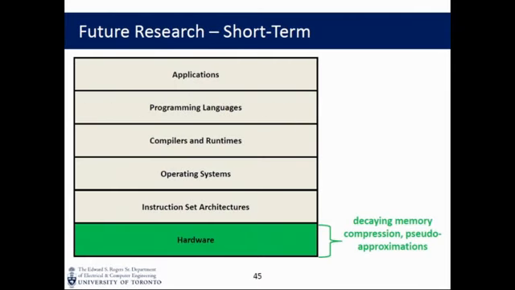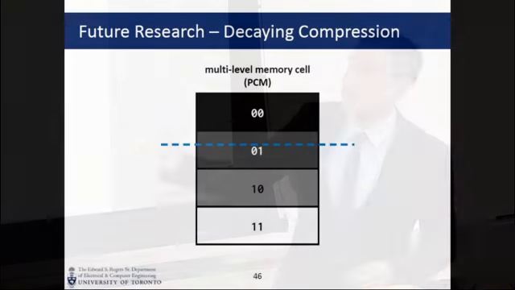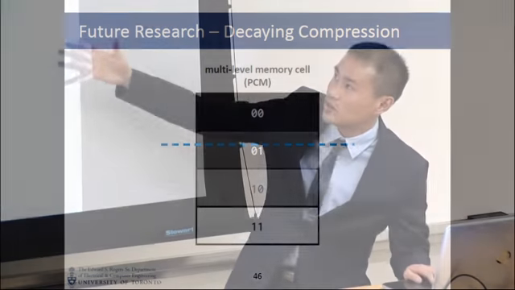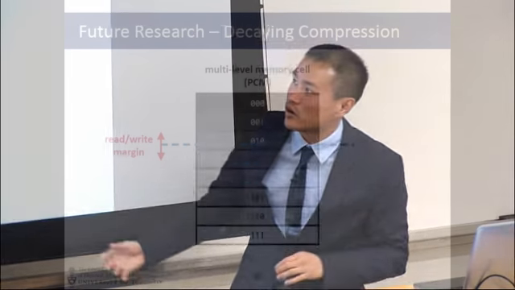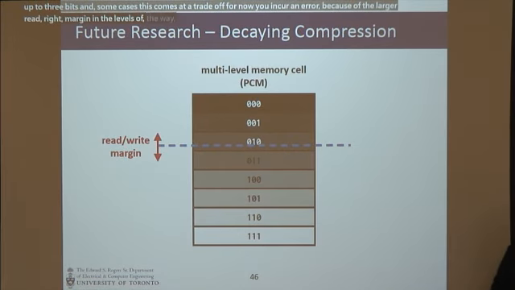Looking lower in the system stack, we look at ideas that I call decaying memory compression and pseudo-approximations. With decaying compression, you take your typical single-level memory cell and store it with some, say, resistance value that encodes the value of 0, for example. But with new memory technologies like phase change memory, we have multi-level cells where you can store 2 bits and even up to 3 bits in some cases. This comes at a trade-off where you incur an error because of the larger read-write margin and the levels of the way you're encoding your data in each memory cell.